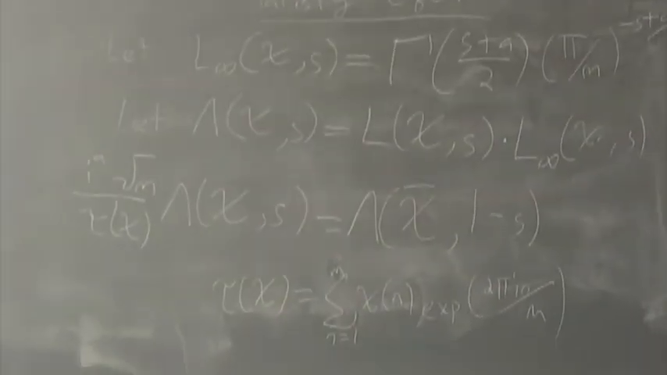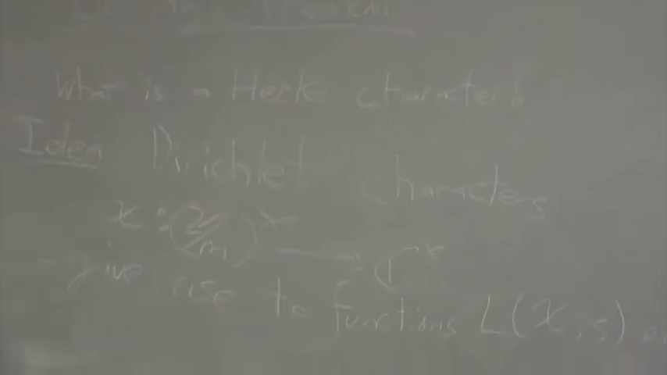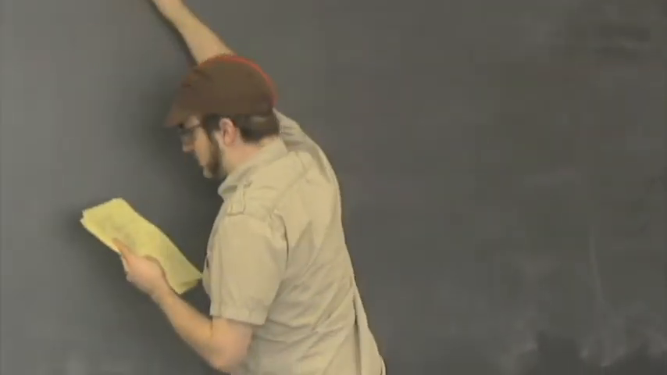Okay, so what's a Hecke character? So we want to generalize Dirichlet characters in two ways. So the first is, we want to look not just at finite order characters, but sort of any map into C^×, and we want to see it as a map on ideals of some number field, not just ideals of Z.